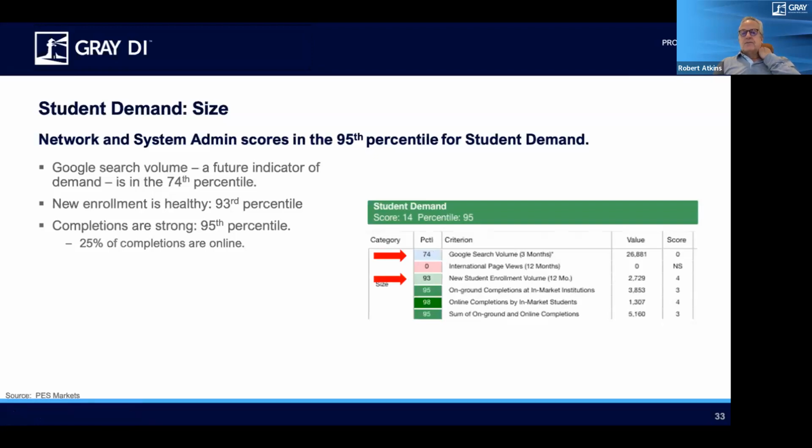Net new student enrollment volume, on the other hand, is up in the 90s, 93rd percentile. On-ground completions in market institutions are at the 95th percentile. Online, 98th percentile. So that tells us this is a very hot program online in terms of overall student demand. It also suggests that 25% of all completions are online. So this is a program that's begun to make that transition from on-ground to online quite effectively.